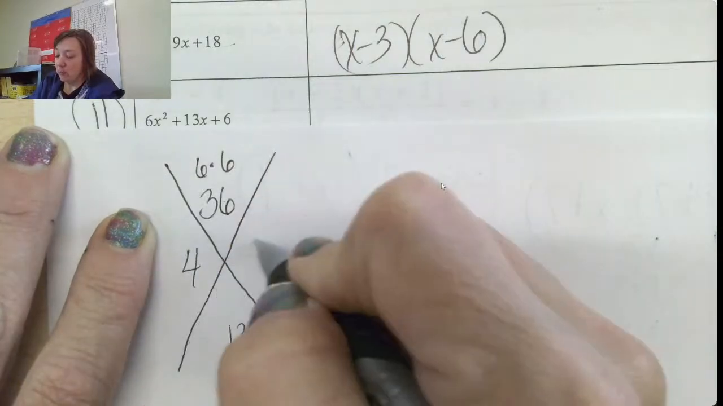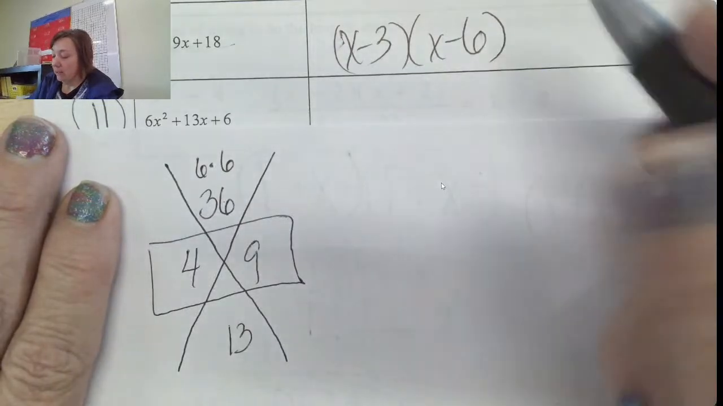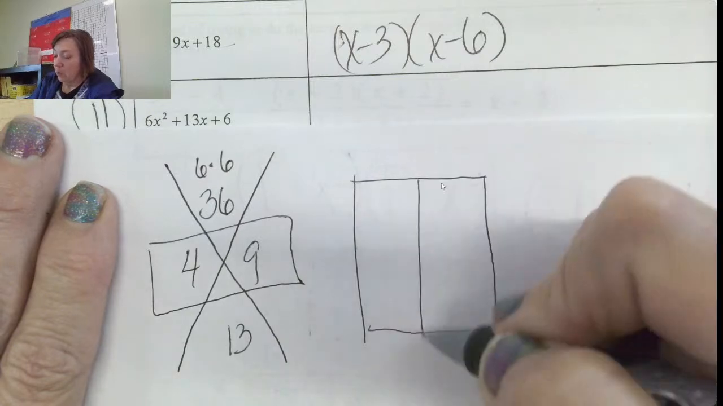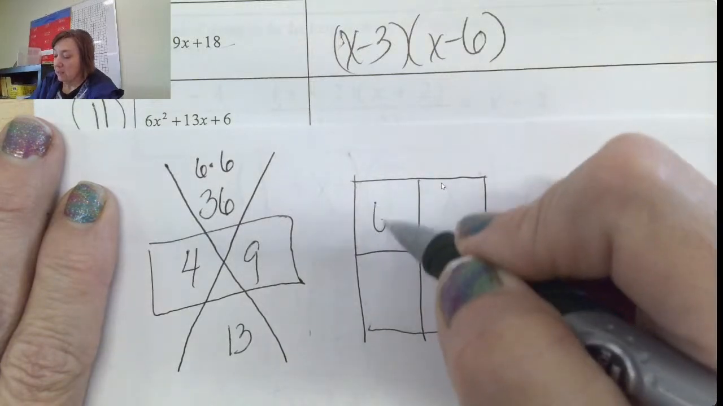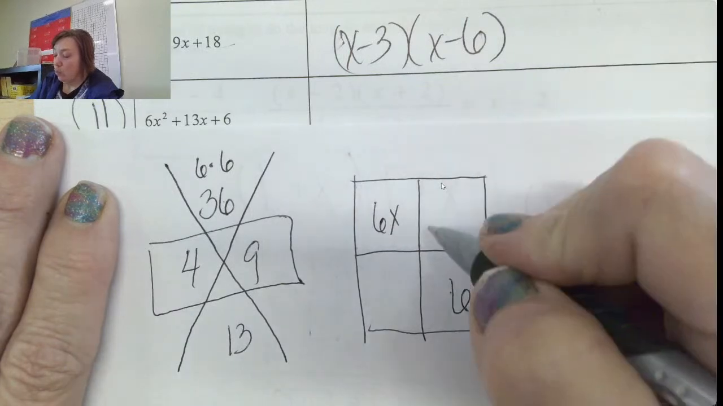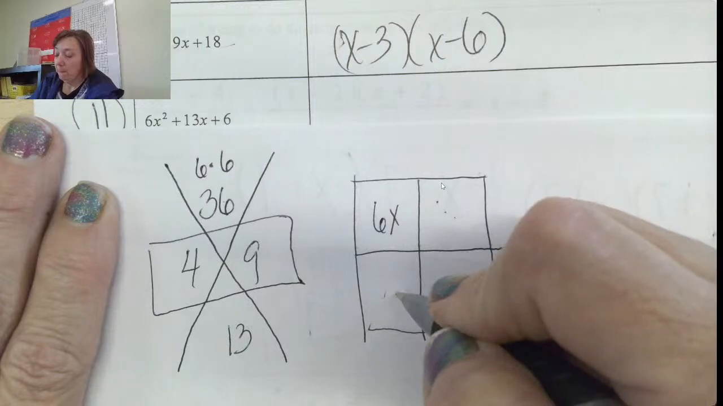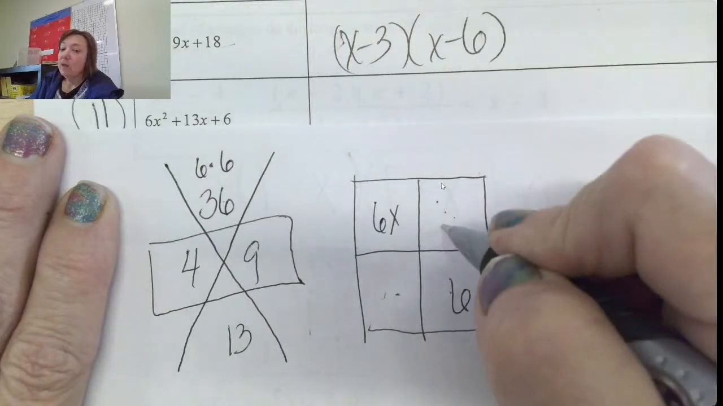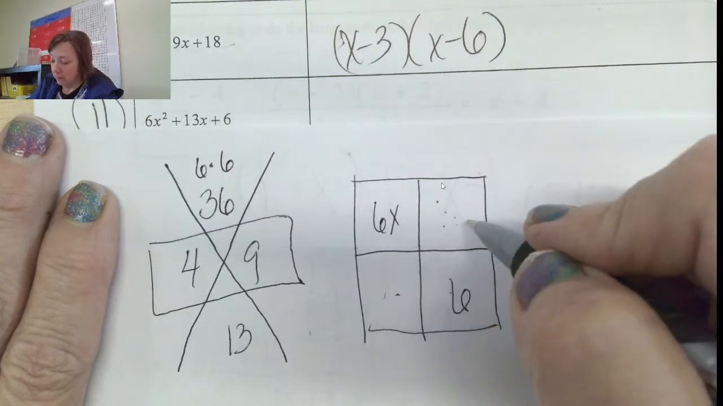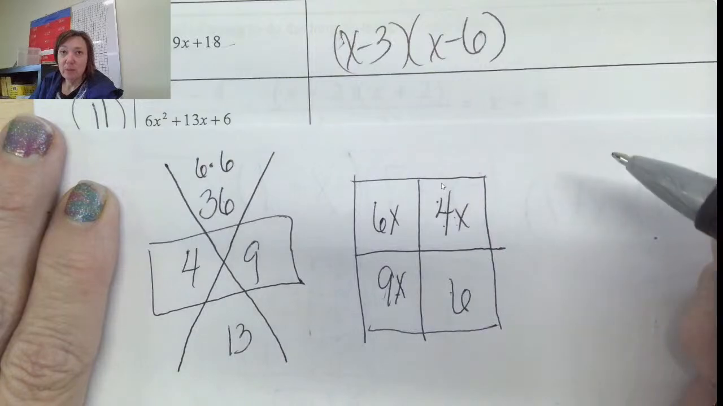Now, these, remember, are our boxes, right? So we've got, we know this is 6x. We know this is 6. Now we know that one of them is 4x and one of them is 9x. We do not actually know which one is which, but we can throw it down. We may have to make some adjustments, but we can put it in.